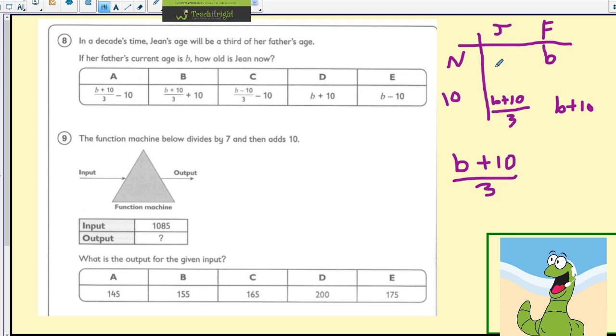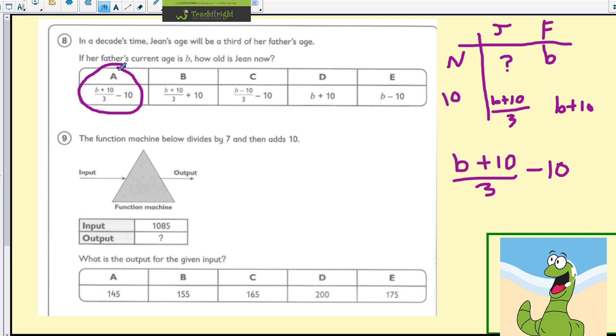So what will her age be now? Well, it's going to be this age minus 10, because to go from here to here is 10. So this age, in this missing bit here, will be B plus 10 divided by 3 minus 10. Now we can see which one that matches. So B plus 10 divided by 3 minus 10. So I think the answer is A.